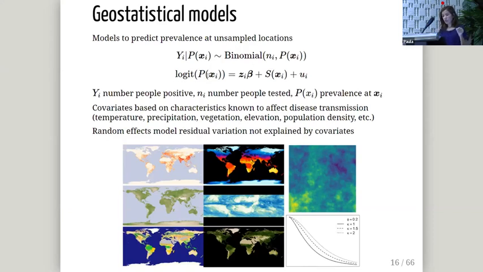And then we can say that the logit of the prevalence is equal to some covariates plus random effects. And the same, we can include covariates based on characteristics known to affect disease transmission: temperature, precipitation, vegetation, and so on. And then random effects to account for variation that is not included in the covariates. So maybe the covariates that we include here are not enough, or we didn't measure the covariates that we needed to explain the prevalence. And there will be other factors that we don't know about, and this will be modeled with the random effects.